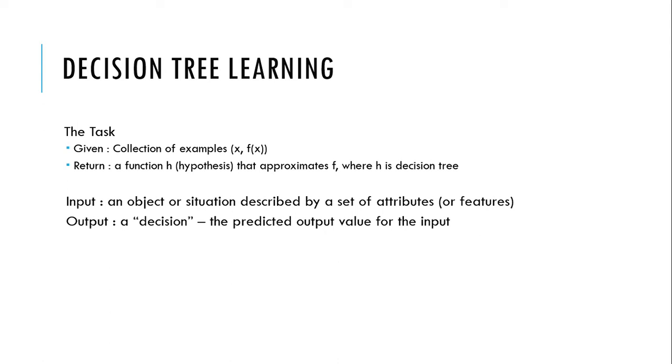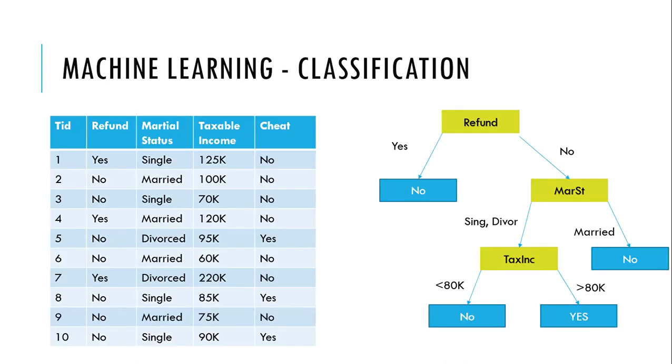Okay, and what is the return we are going to get? We are going to get a function or a hypothesis h that approximates f, where h is a decision tree. Now in return you are going to get a decision tree wherein, based on your certain features, you are going to get the output. Okay, so simple, right? And when we talk about the input and output, the input is nothing but a set of attributes and the output is a decision tree. On the right side you can see that this is a decision tree that we are going to get as an output.